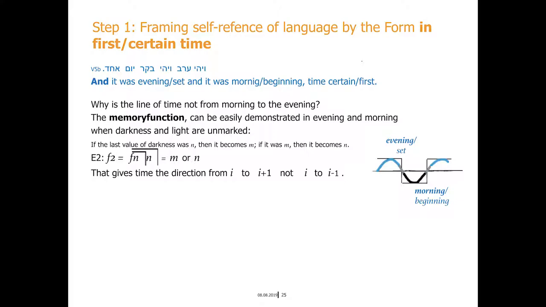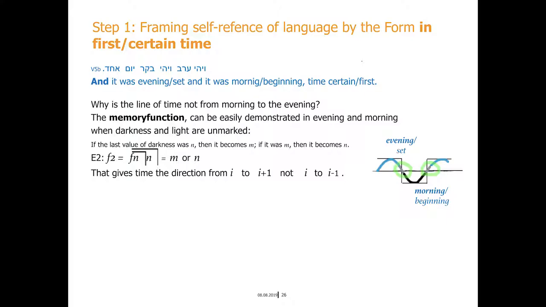And, sign of relation, it was evening and it was morning, time first or certain. Why is the line of time not from morning to the evening? The memory function can be easily demonstrated in evening and morning, when darkness and light are unmarked.